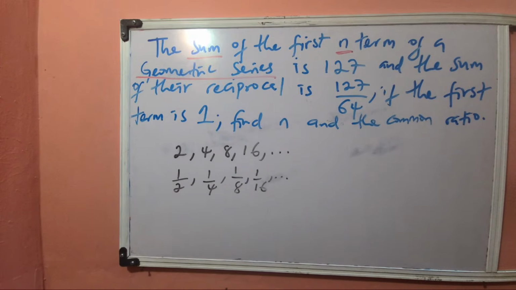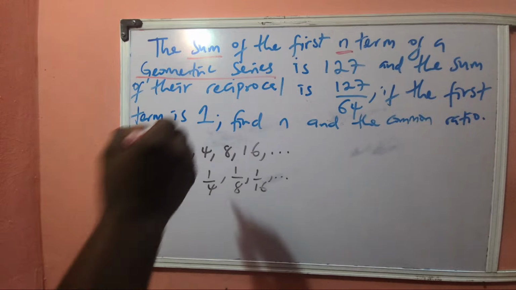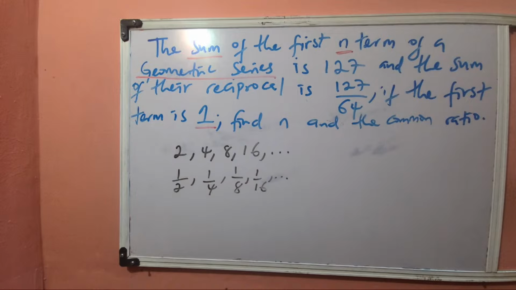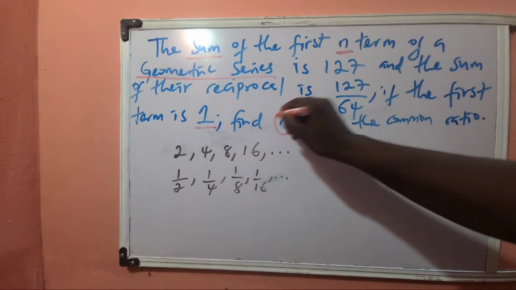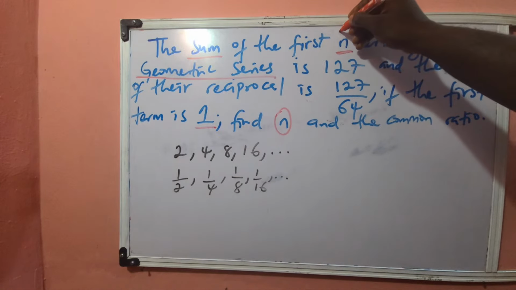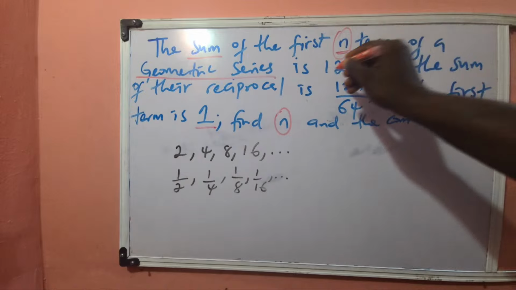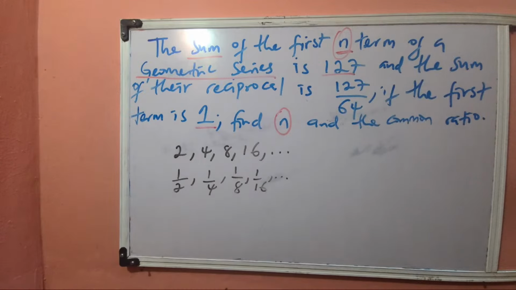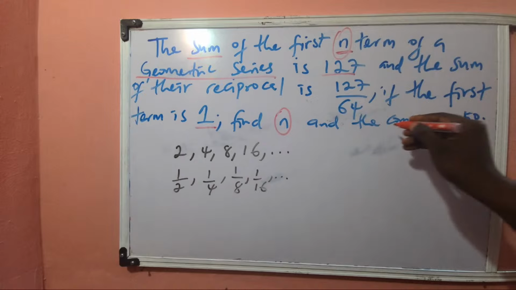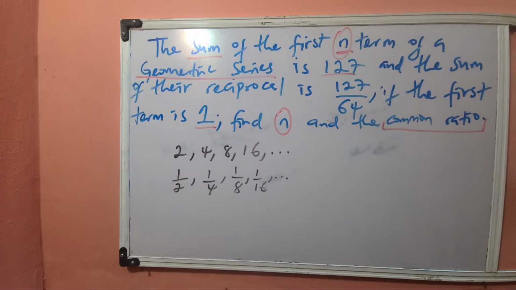The next detail we're told here is that the first term, that means our A value, is 1. All right, that's a very good information because that's always pivotal to solving questions once we know the A. So we're told that the very first term is given as 1. Now, we're told to find n, which is the number of terms. That means what was the number of terms that were added to give us a total of 127. And then the next term said we should find the common ratio, the R value.